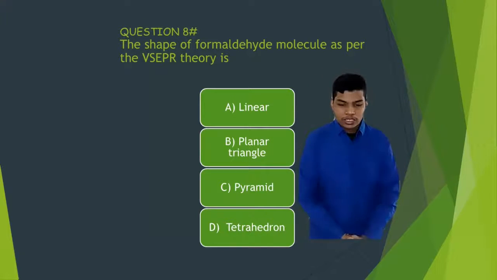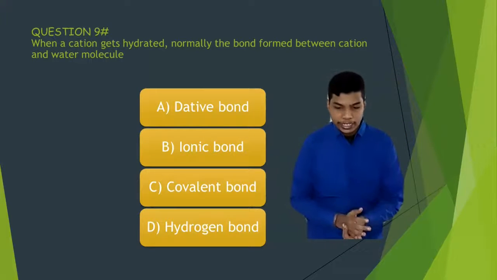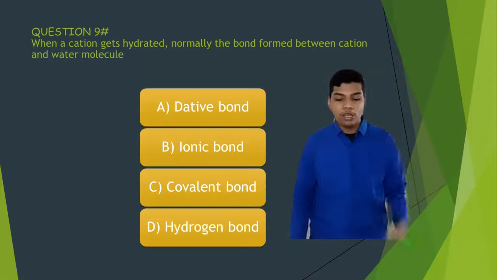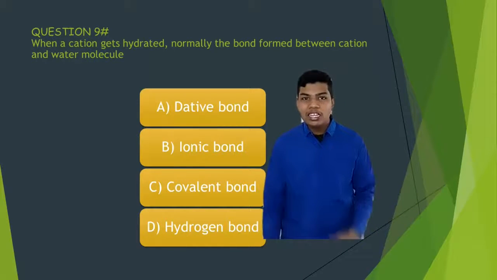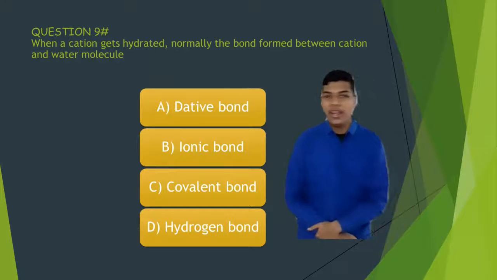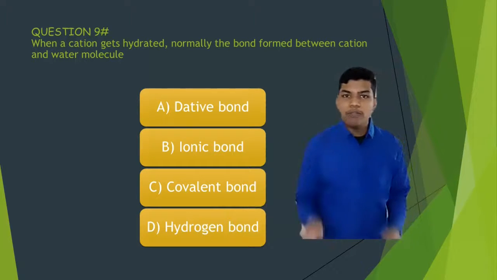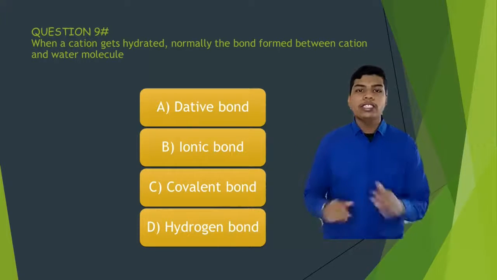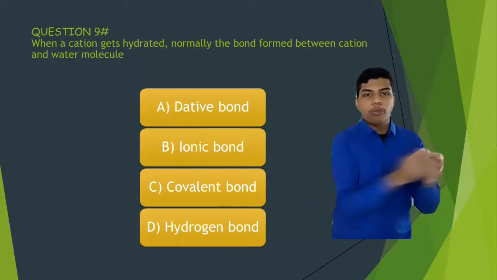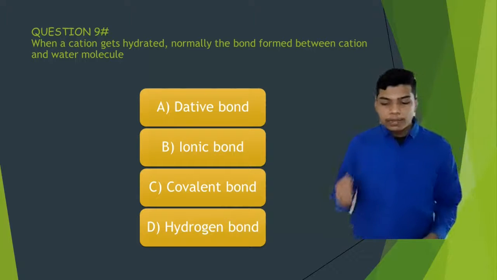The ninth question is on your screen. A beautiful question. When a cation gets hydrated, normally the bond formed between the cation and the water molecule is a dative bond, ionic bond, covalent bond, or hydrogen bond. All the bonds are given. If you are confused, dative bond is nothing but coordinate covalent bond, which is also known as dative bond. Both are the same terms. Is it A, B, C, or D?